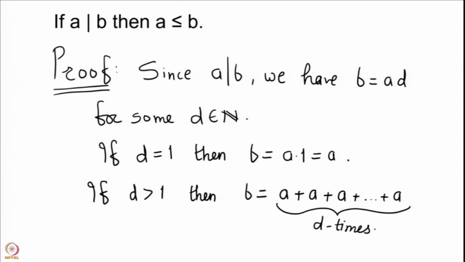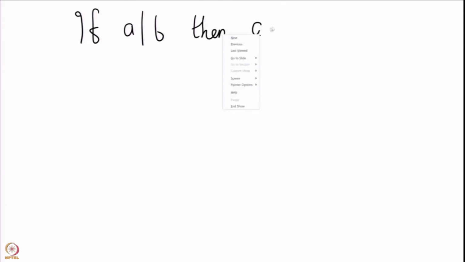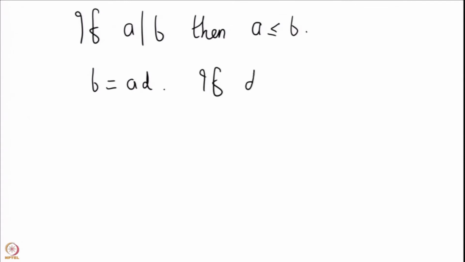We have that B is A into D. So, B is A plus A plus A, D times. What we want to prove is that if you have A dividing B, then A is less than or equal to B. We have already seen that B is A into D, and if D is 1, then A equals B.